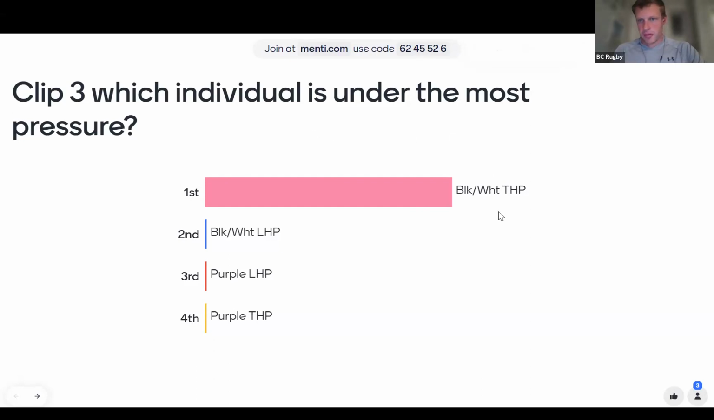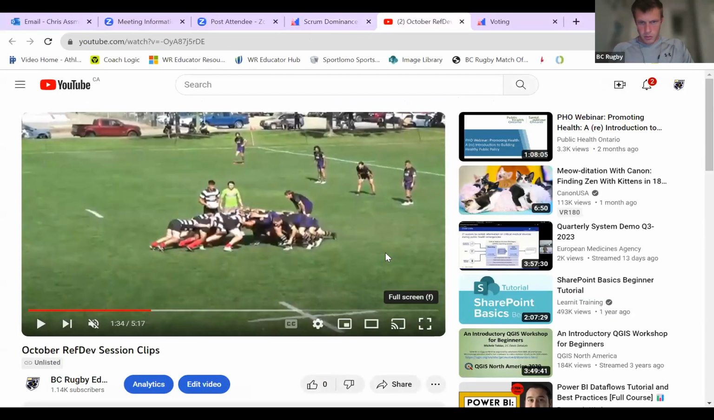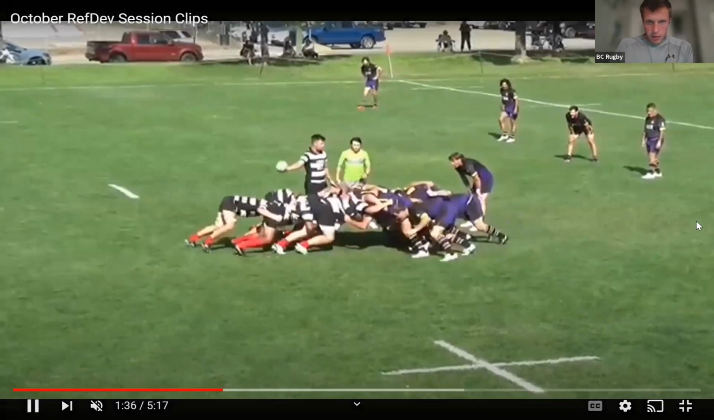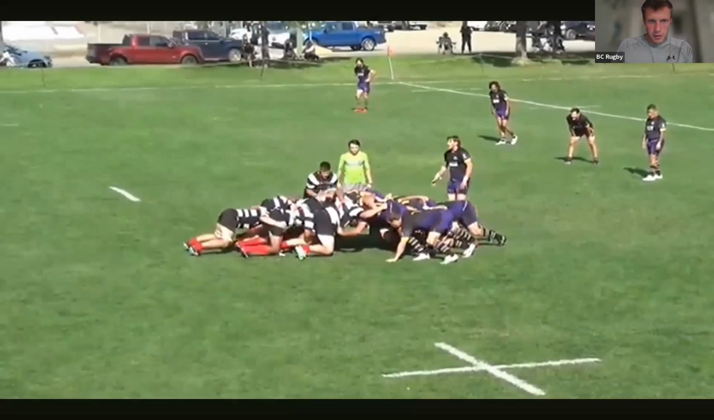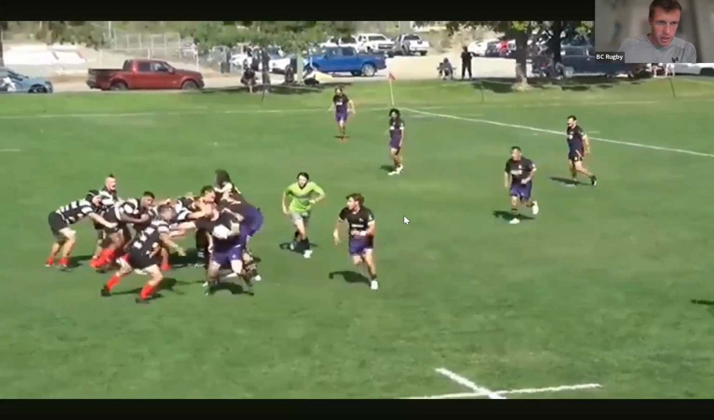So again, we're going to ask, which individual do you think is under the most pressure? And you can rank those. So you have your black and white, loose head and tight head, and then your purple, loose head and tight head. And I'll pop this on my screen just in case you don't have it active on yours. And again, you could go into clip 3 from those videos that I sent out. So again, not focusing too much on the setup on this scrum. But if we look at the ball being introduced, can we identify which individual is under the most pressure?